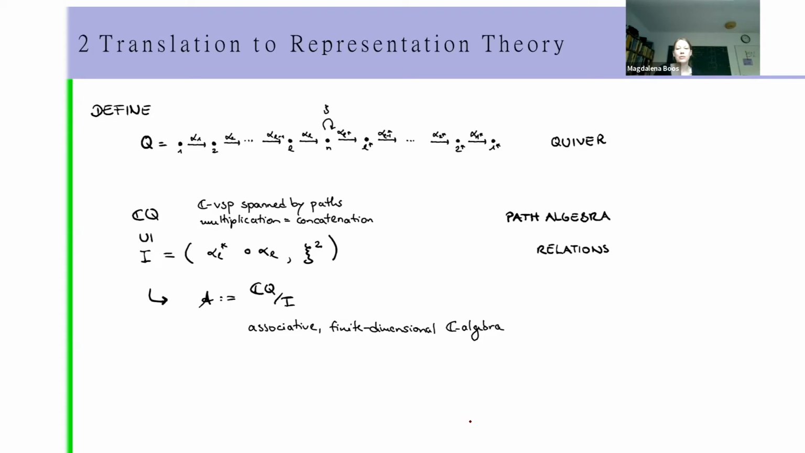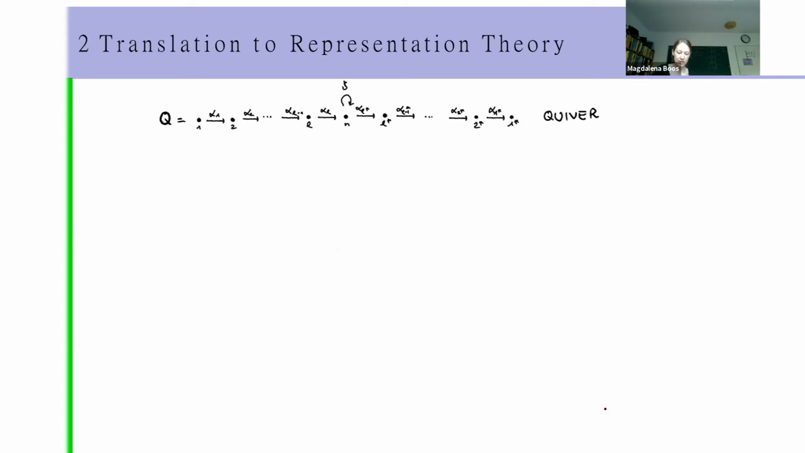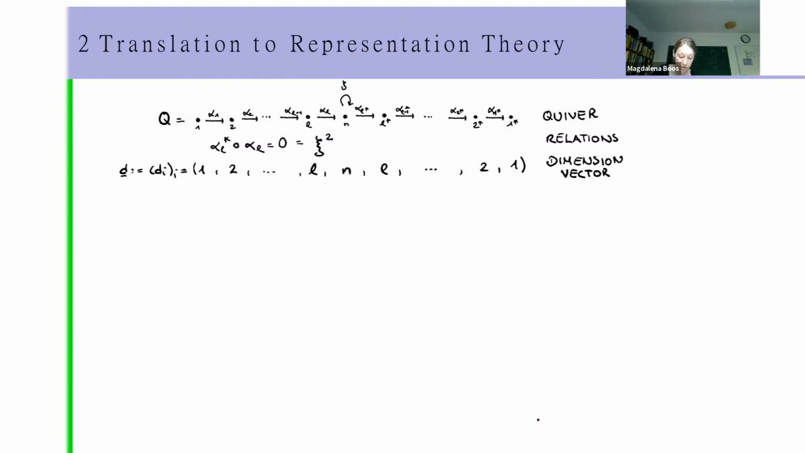Okay, and now we look at representations of this quiver. We fix the quiver, that's the same. And we have these relations, which of course play a role in the representation theory. And now we fix a vector, and that's called a dimension vector. Now it's just a vector, but we will see why this is a dimension. And it's 1, 2 going up to L, then N in the middle. That's the size of the matrix that we started with. And then L going down again to 1. Okay, so you see that's kind of a flag.